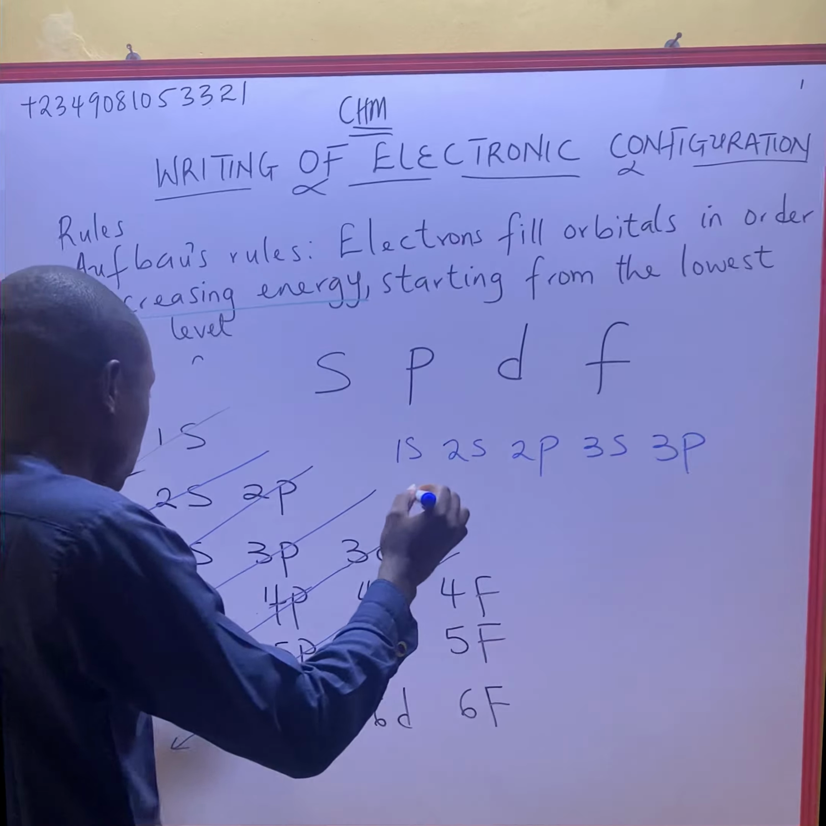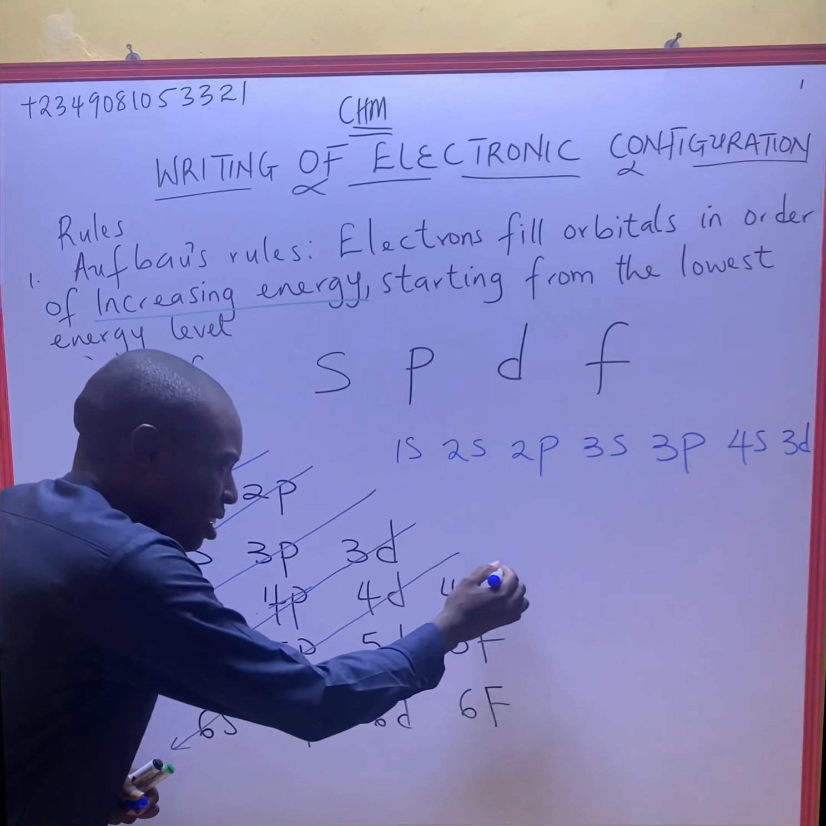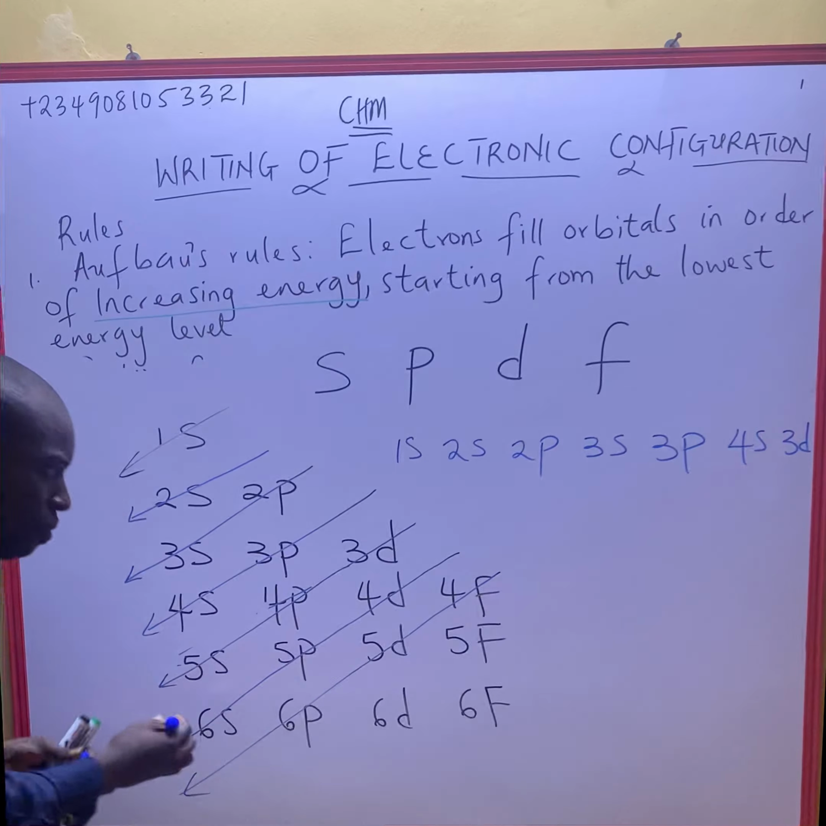You see it now? You see the way I've done it. This is what should be in your head. So we can still cross it like this. You must know this. This method is more preferable. 1s, 2s, 2p, 3s, 3p, 4s, 3d, 4p, 5s, 4d, 5p, 6s.